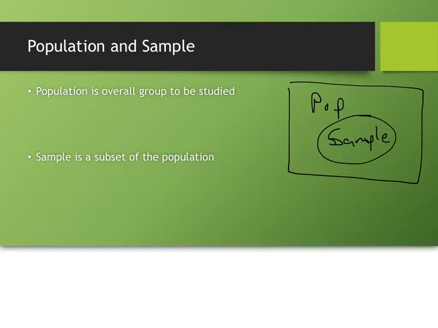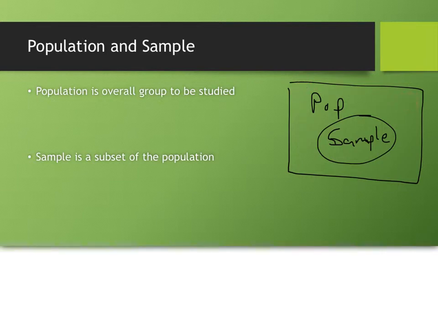Now, it's a little bit harder to define population because it's a little bit unnatural of a definition. Population is the overall group to be studied. All right? Now, there's a distinction here between the words studied and do an experiment on. So, while most of the time the experiment happens inside the sample, what we're really trying to do is study the entire population. So the population is the group to be studied.